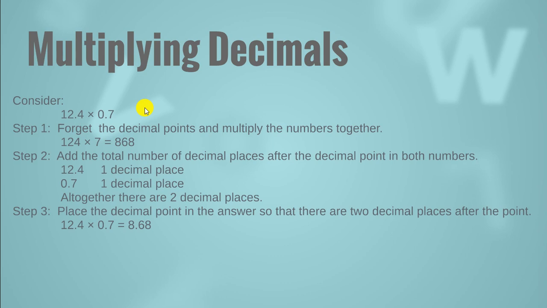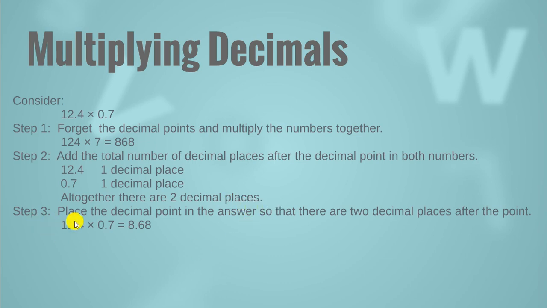Now step 2: add the total number of decimal places after the decimal point in both numbers. We have 12.4 and we have 0.7, and we can see that in both numbers we have one decimal place. In 12.4 we have only one number, that is 4, on the right side of the decimal point. And in 0.7 we have only one decimal place on the right side of the decimal point. So altogether, 1 and 1 make two decimal places.